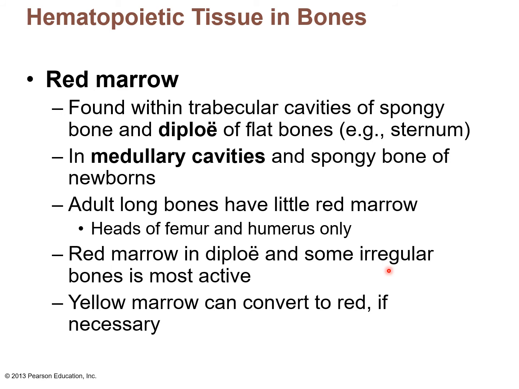Yellow bone marrow is where we store our fat. In adult bones, the yellow bone marrow is located within the medullary cavities of our long bones. That's where we have our yellow bone marrow.